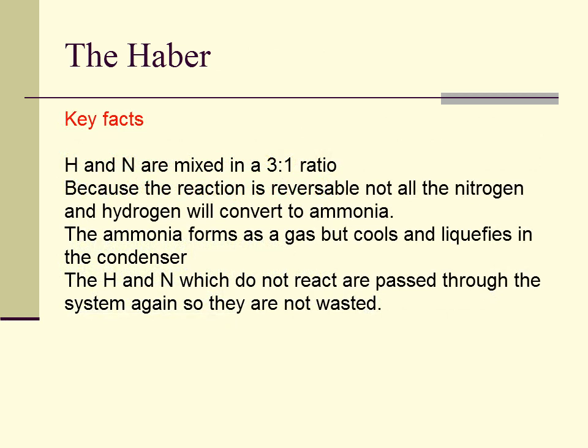So some important key facts that I need you all to understand and to remember, which is hydrogen and nitrogen is mixed in a ratio of 3:1. Because the reaction is reversible, not all the nitrogen and hydrogen will convert to ammonia. This explains why only 98% is produced in the factories.